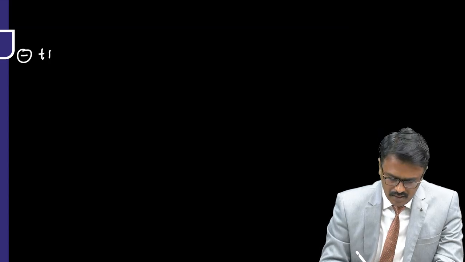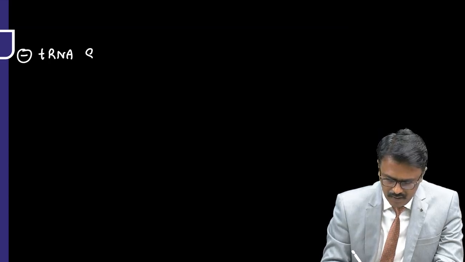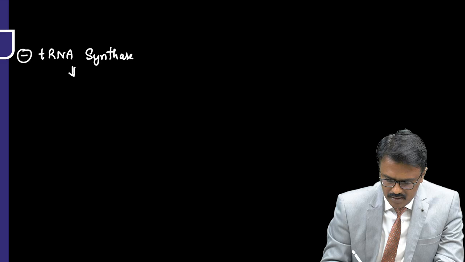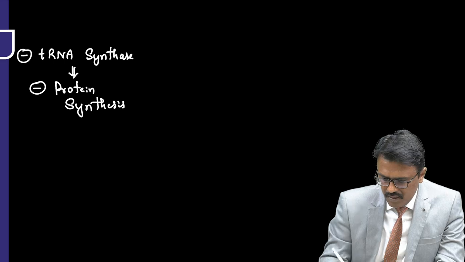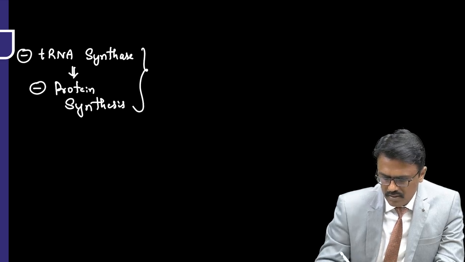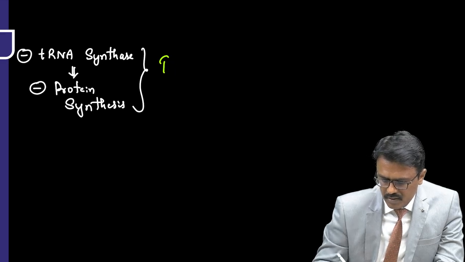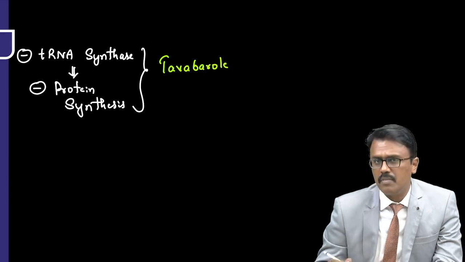Now, another important one is the inhibition of protein synthesis. How does it inhibit? It inhibits the tRNA synthetase. By inhibiting tRNA synthetase, it inhibits protein synthesis. So, what is the drug I am talking about? The drug I am talking about is called tavaborole.